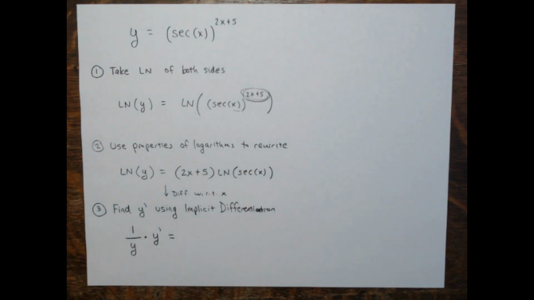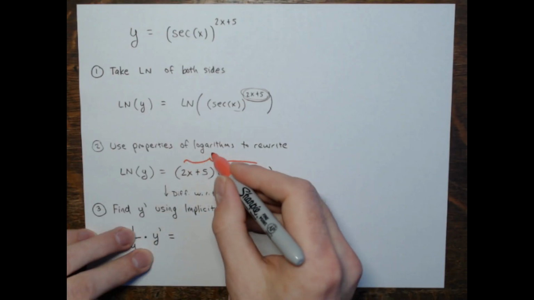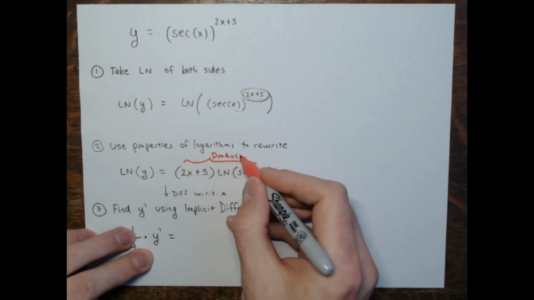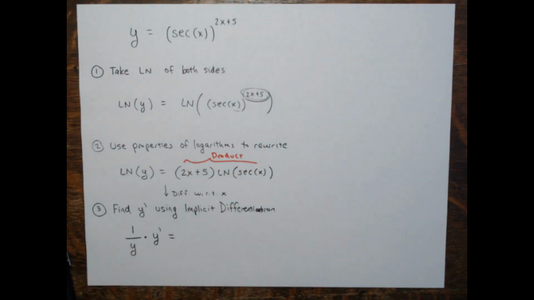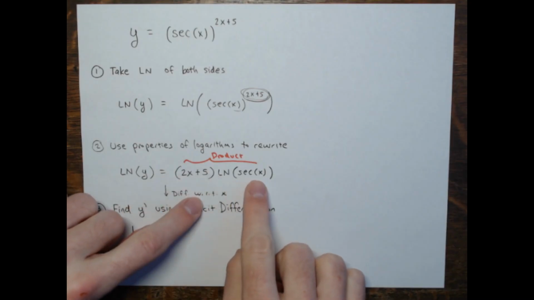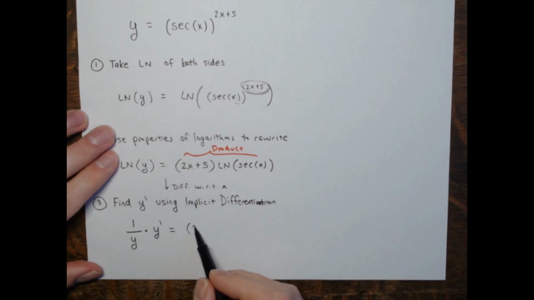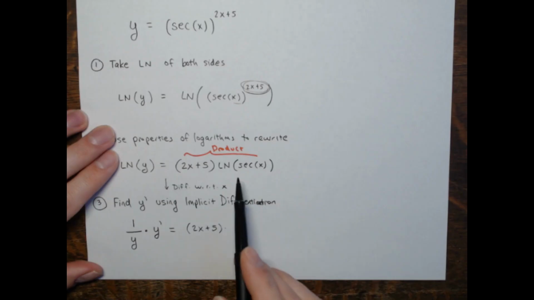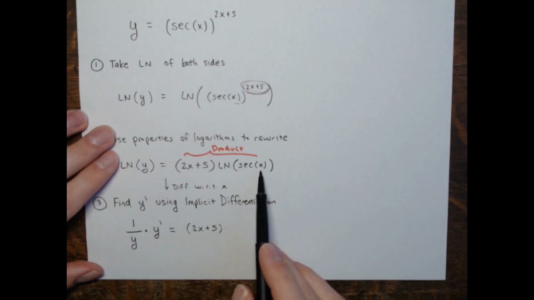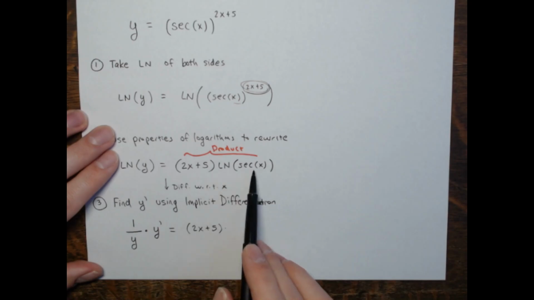Equals, and then over here on this side, I have a product. All right, this is a product. When I differentiate this side, I've got 2x plus 5 as my first factor, and then this natural log of the secant is the second. So again, I leave the first factor the way it is, this 2x plus 5, multiplied by the derivative of the natural log of secant. Now, it's not just the natural log of x, so I'm going to have to do chain rule here.